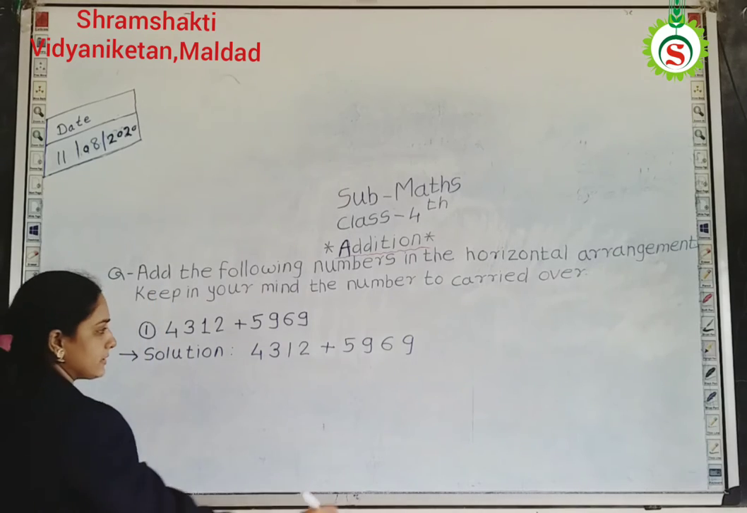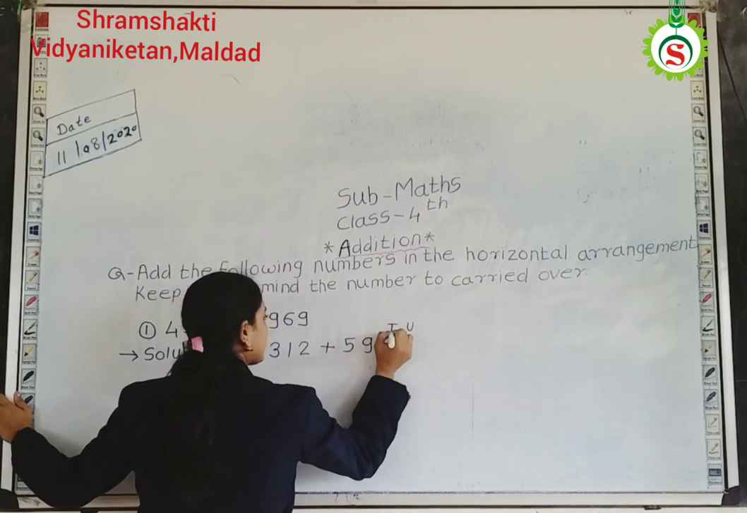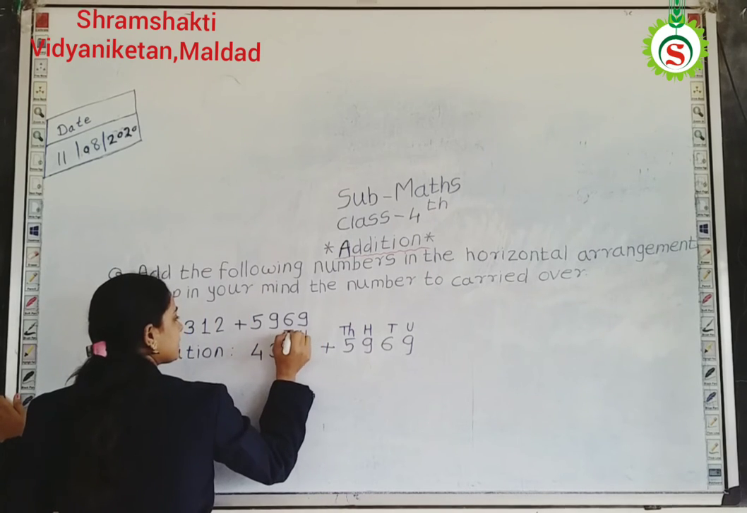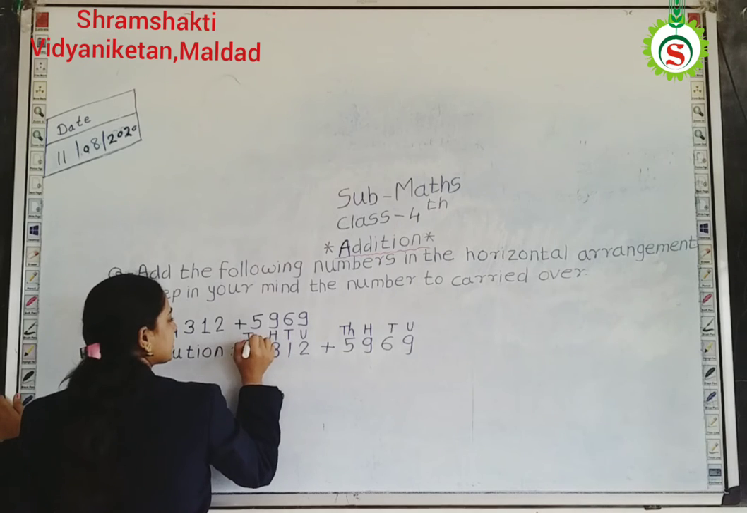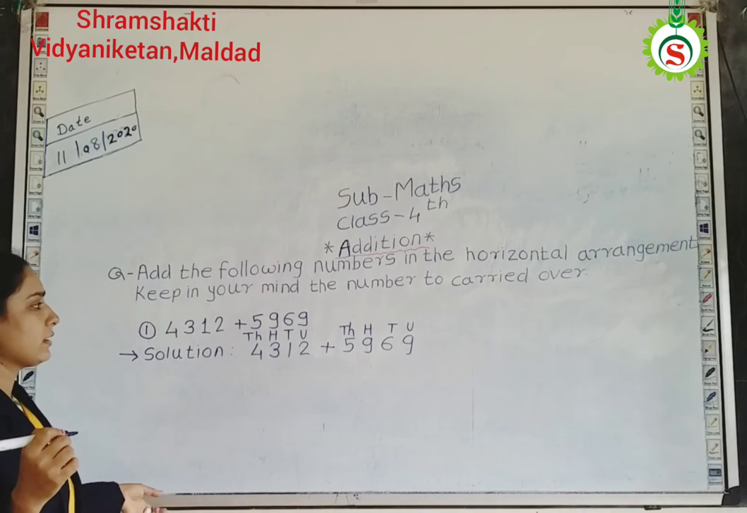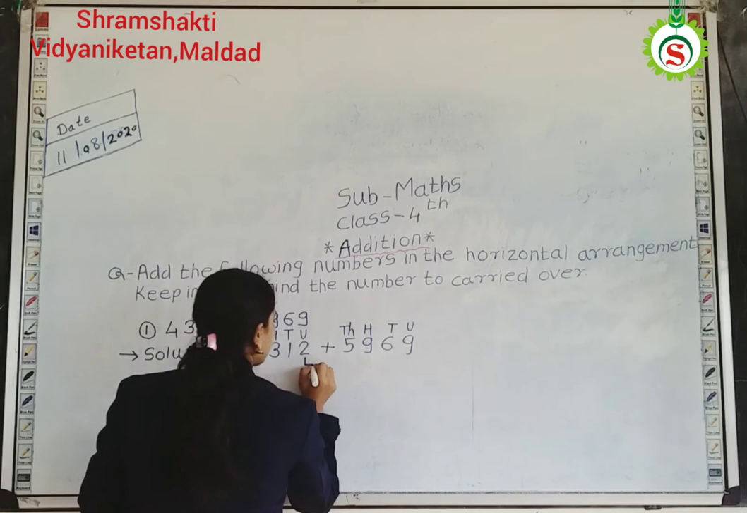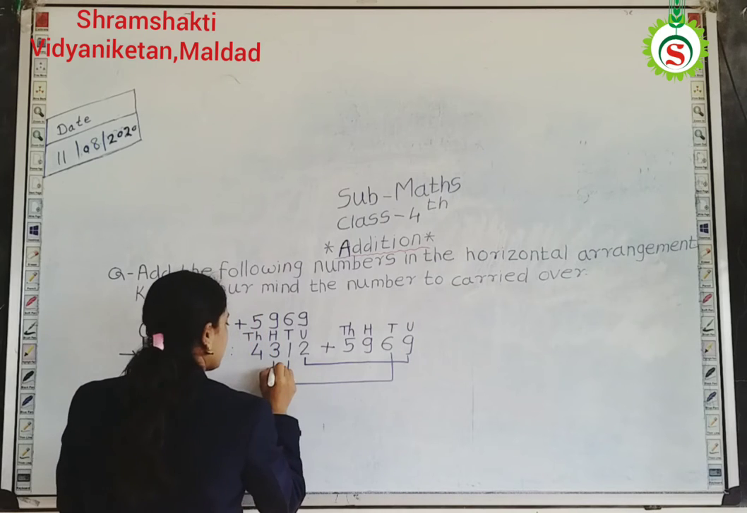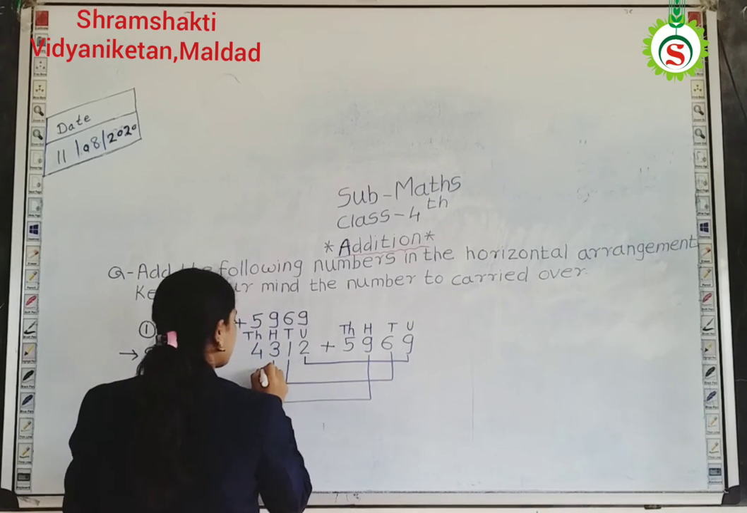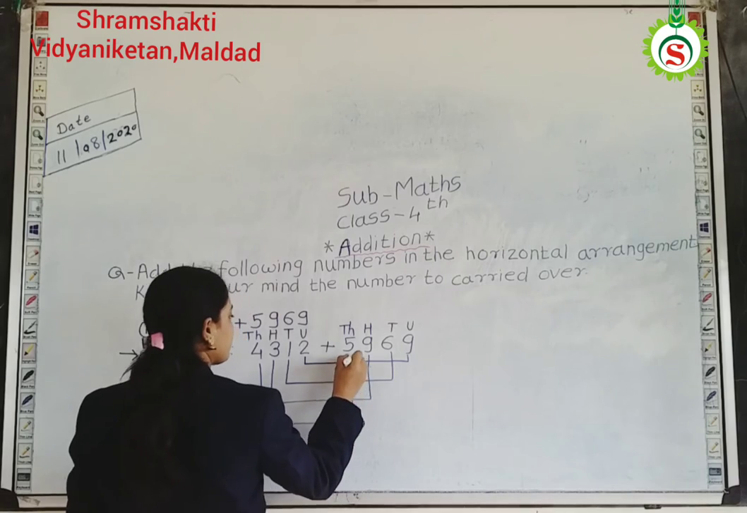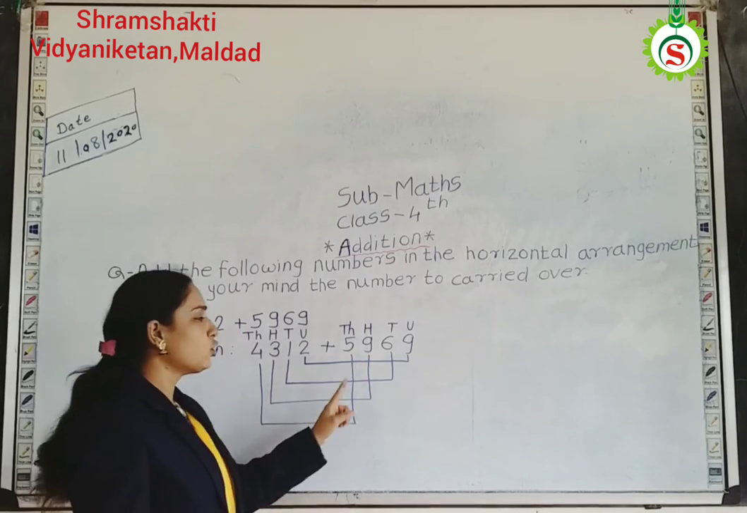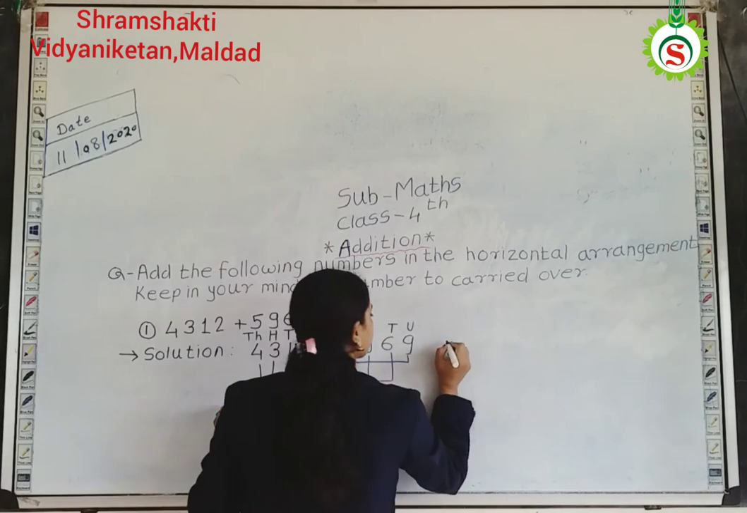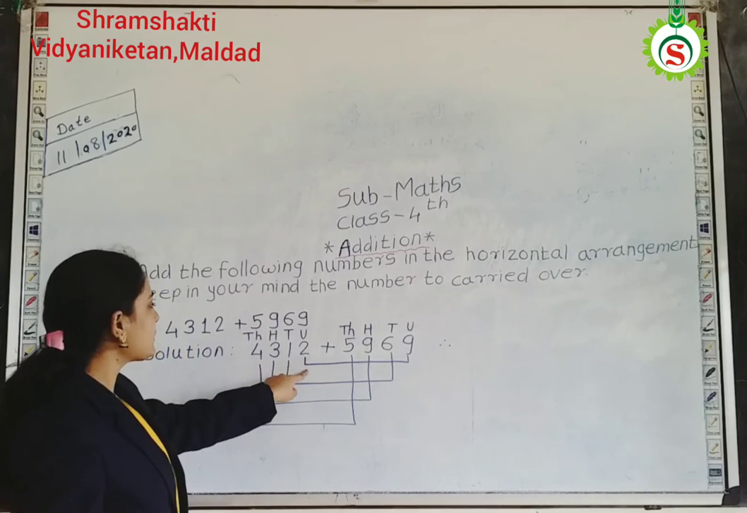5,969. Give places. Units, tens, hundreds, thousands. Make a pair as per places. Units, units. Tens, tens. Hundreds, hundreds. And thousands, thousands. Students, for these lines, you use a scale and pencil. Then, simple addition.